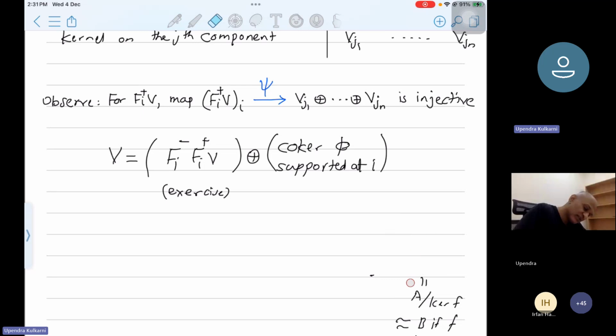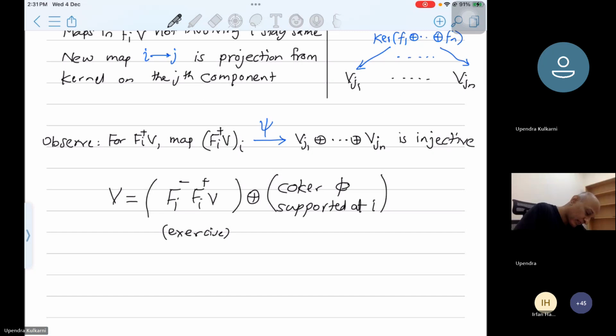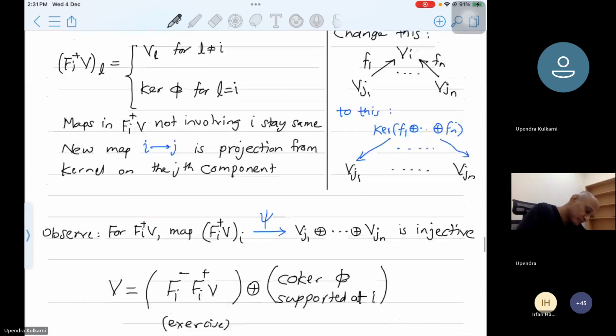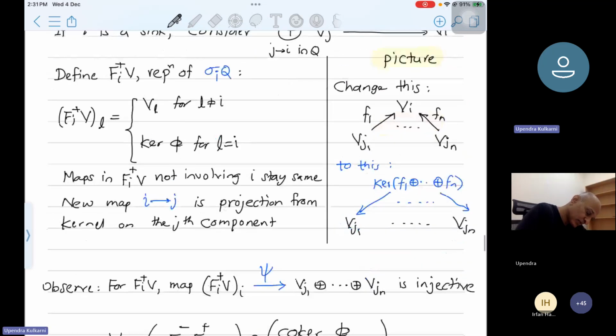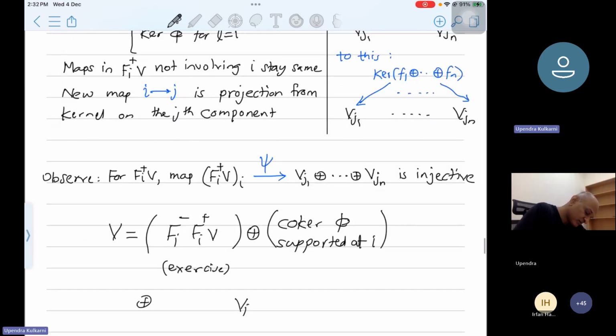I'm going to erase this because I'm essentially going to do the same thing. Okay, so I have originally Vi, direct sum of Vj's. I'm not going to write the arrows. And I have this map, I have this map phi. Now I have taken the kernel of this map. And this kernel is the thing that I have put in this slot. So let's write this over here.